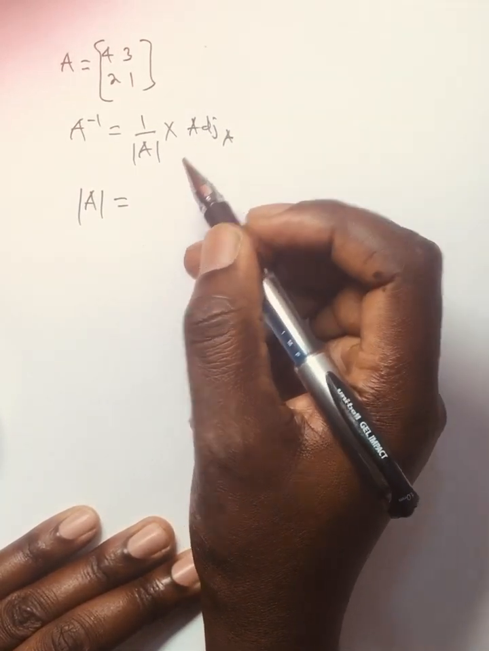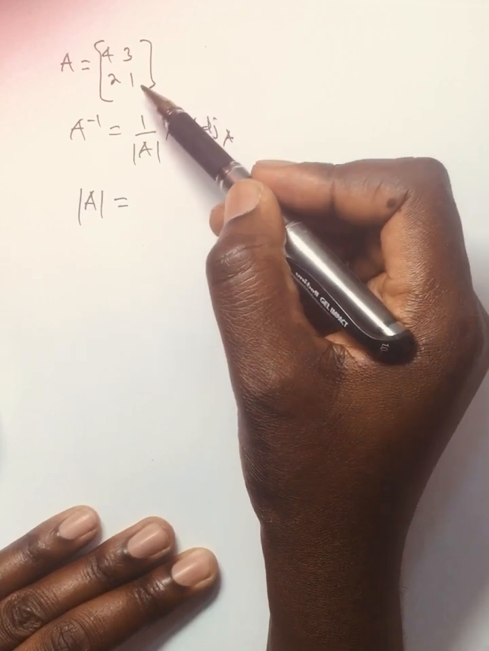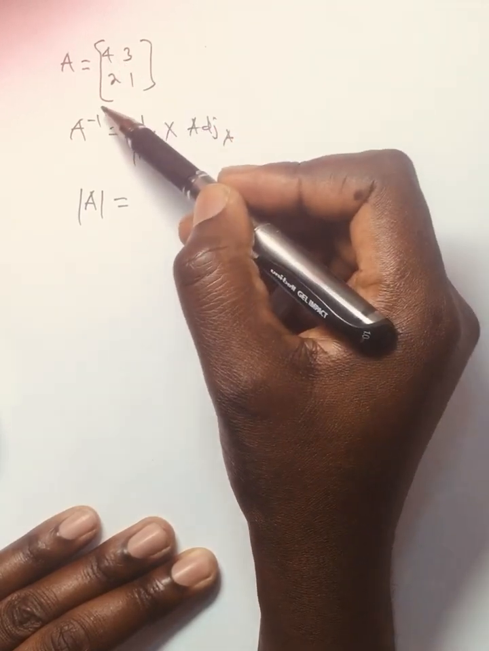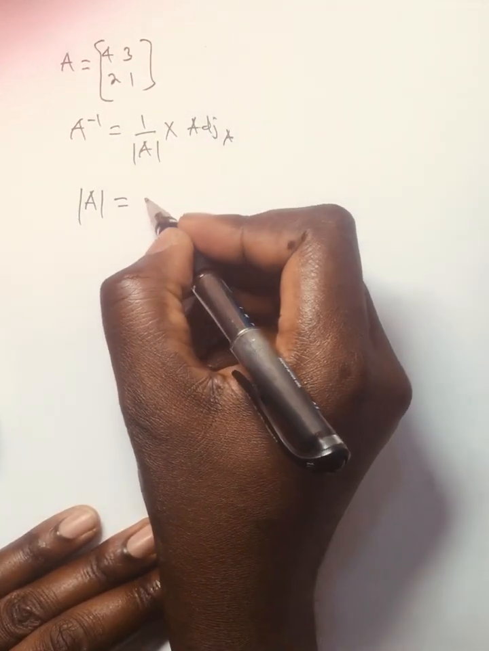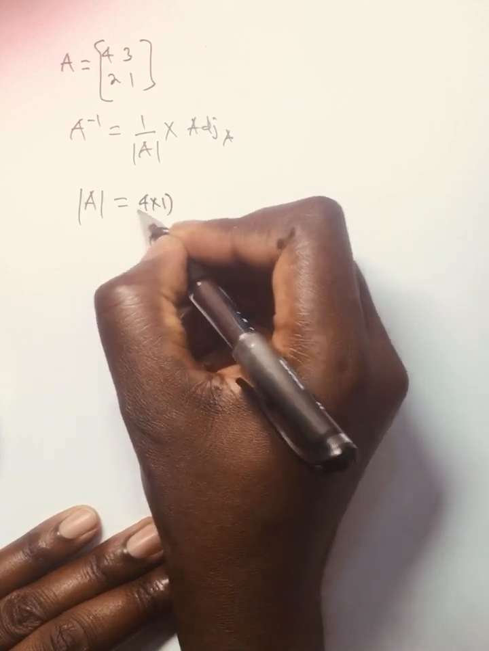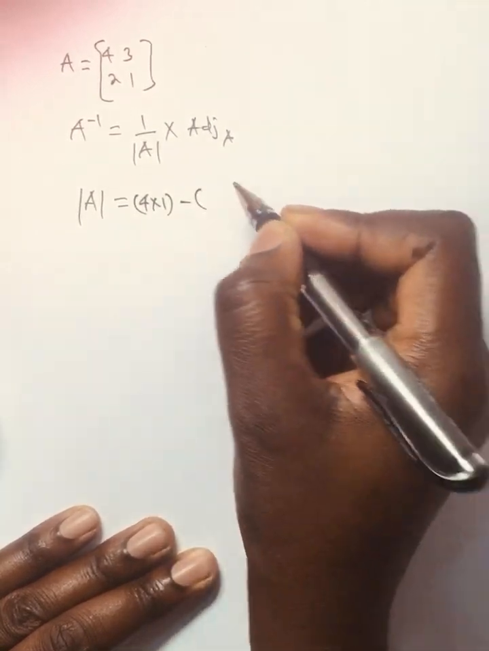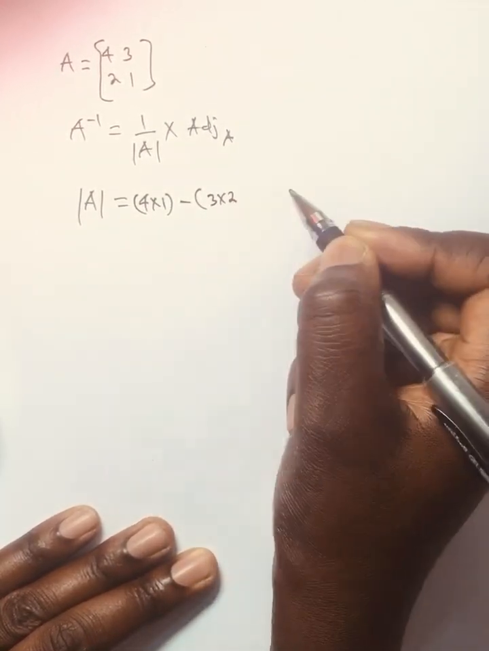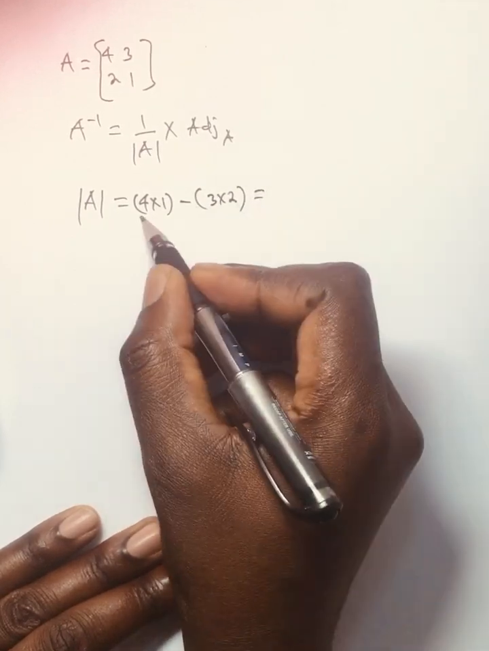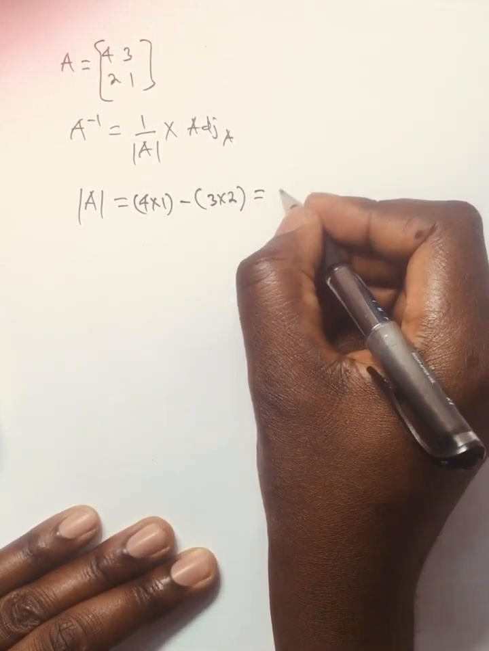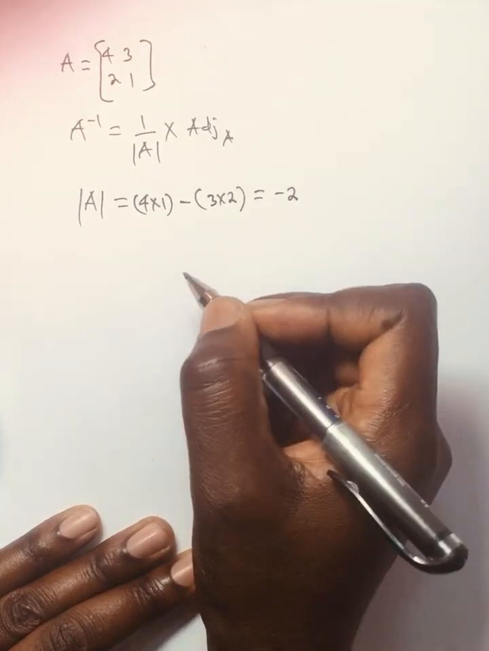So the first thing you need is the determinant of A. How do you get the determinant? You get the difference between the product of the main diagonal and the minor diagonal. So in the main diagonal we have 4 times 1 minus 3 times 2. That will be 4 minus 6, which is negative 2.